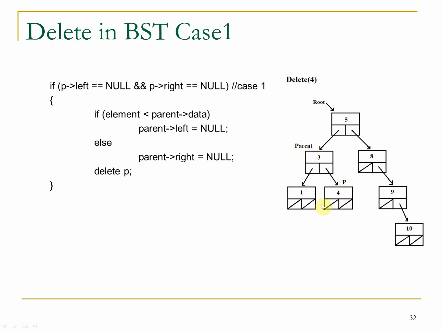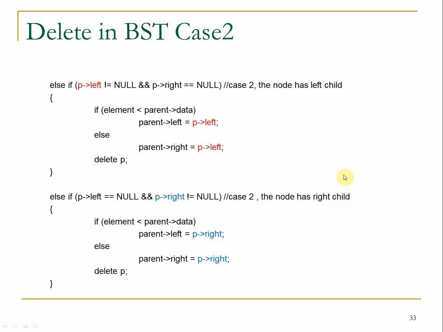Since this is a node that has no left child, no right child, all we need to do is compare this node 4 with the parent's data. We understand the right side of the child has to be null. So we just say null over here, free the space, and that would end up with our case 1 scenario.